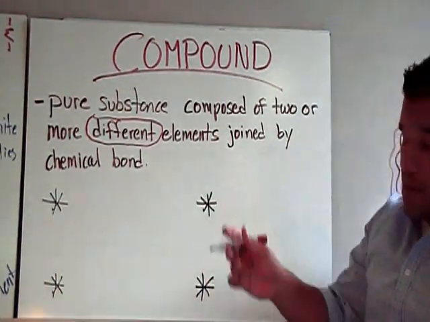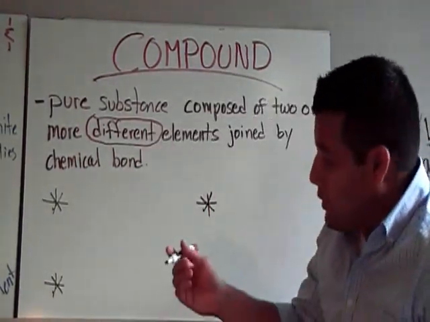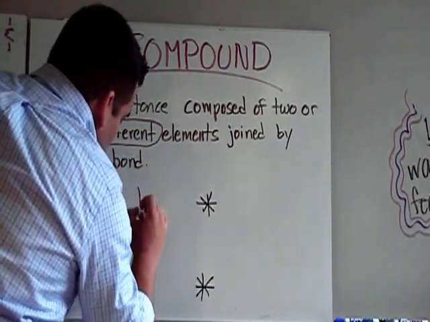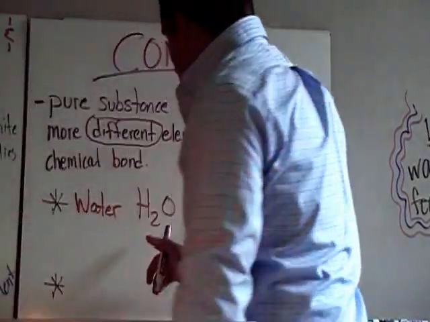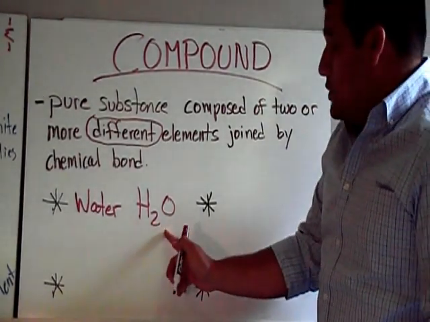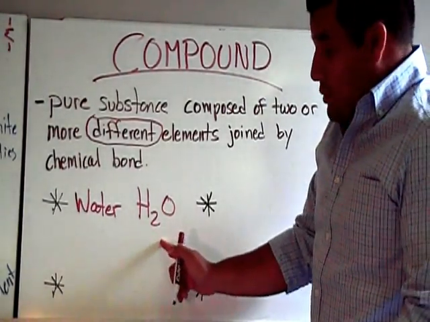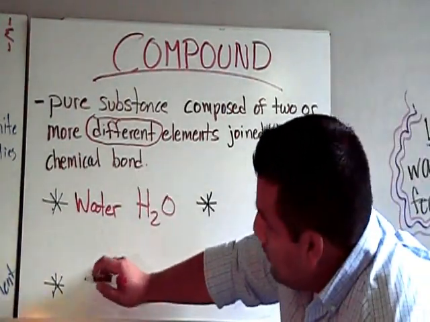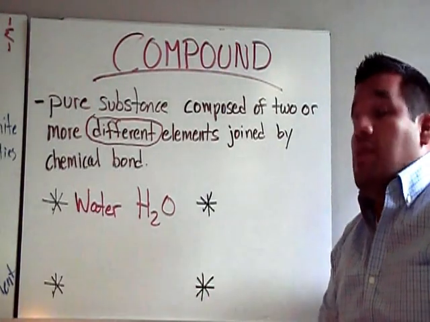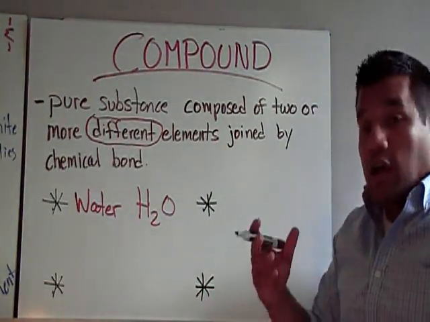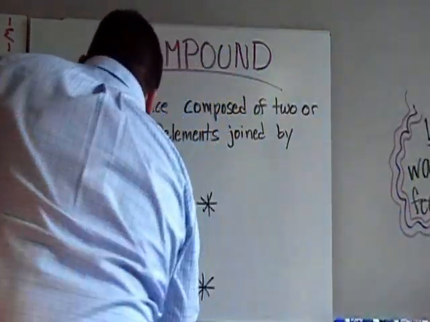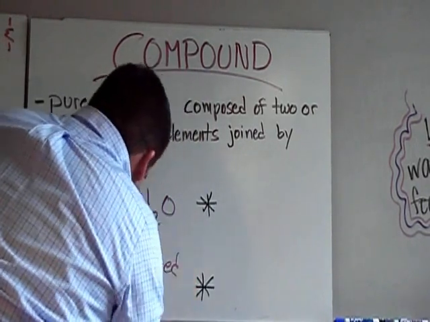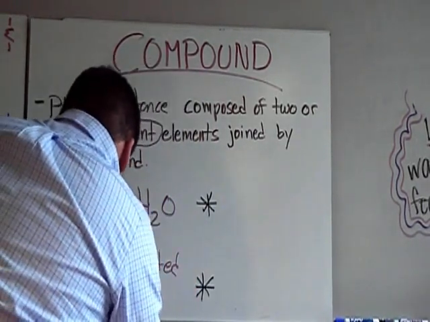So compounds, an example is water, H2O. We have hydrogen and oxygen. Compounds can only be separated by chemical means. There has to be some type of chemical reaction for a compound to separate. So only separated by chemical means.